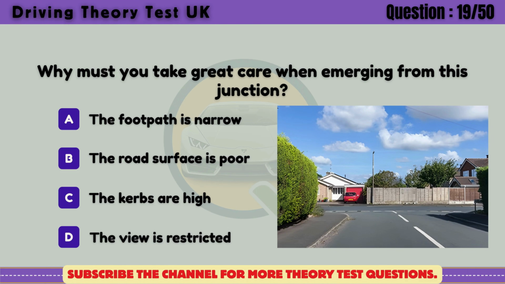Question 19. Why must you take great care when emerging from this junction? Option A. The footpath is narrow. B. The road surface is poor. C. The curbs are high. D. The view is restricted.